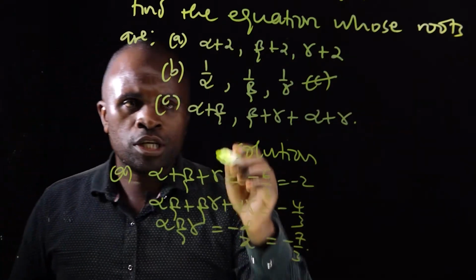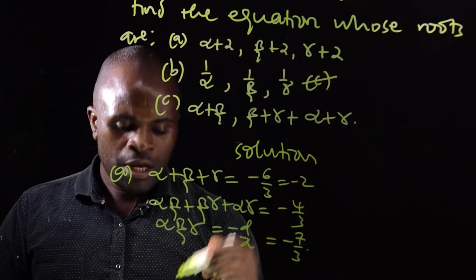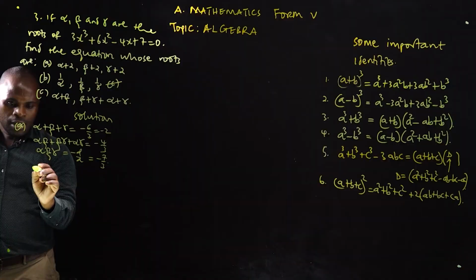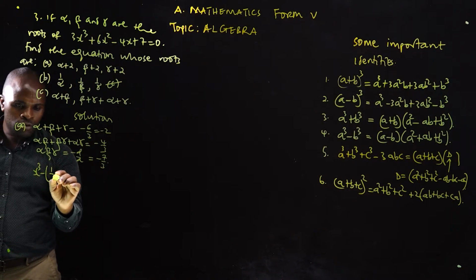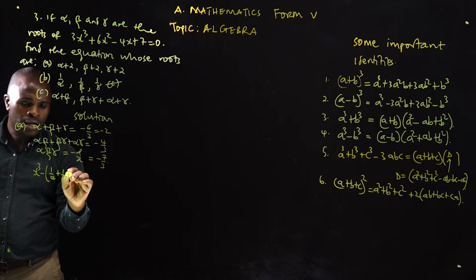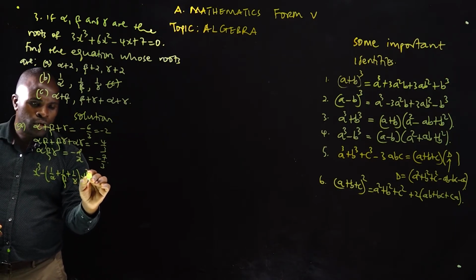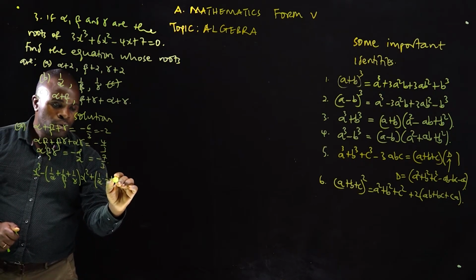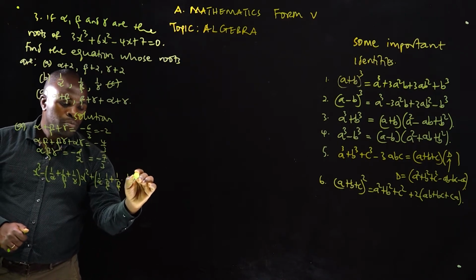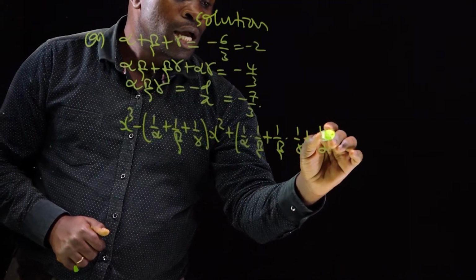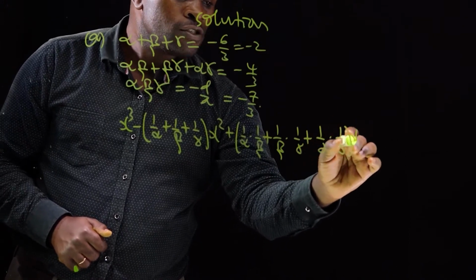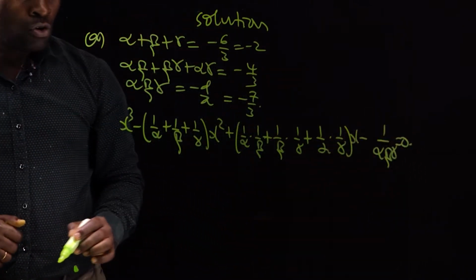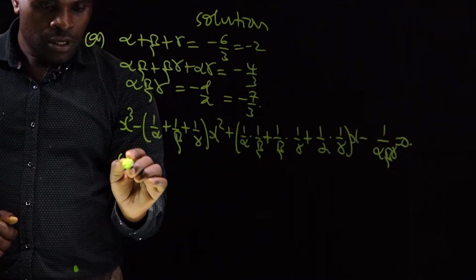Now we are told, find the equation whose roots are 1 over alpha, 1 over beta, 1 over gamma. With this one, it would be really simple. We simply take x cubed minus the sum of roots, 1 over alpha, 1 over beta, 1 over gamma, x squared, plus the sum of 1 over alpha times 1 over beta, plus 1 over beta times 1 over gamma, plus 1 over alpha times 1 over gamma, x, minus the product, then equals 0.